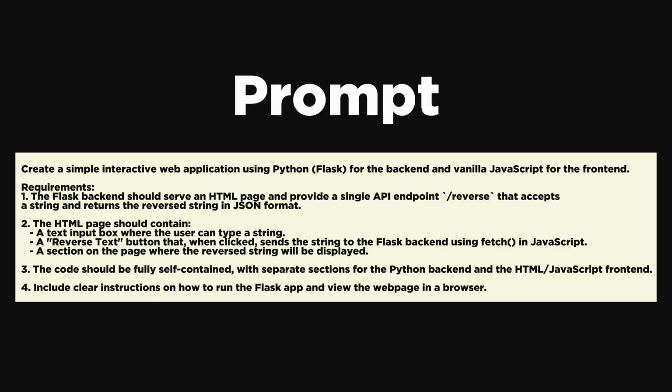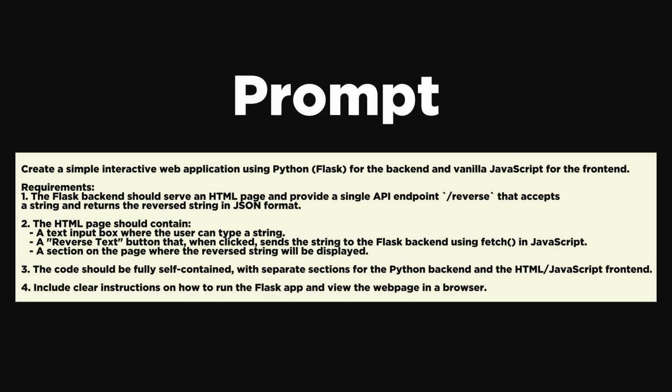Create a simple interactive web application using Python, Flask for backend and vanilla JavaScript for the front end. The requirements are the Flask backend should serve an HTML page and provide a single API point /reverse that accepts a string and returns the reverse string in JSON format.